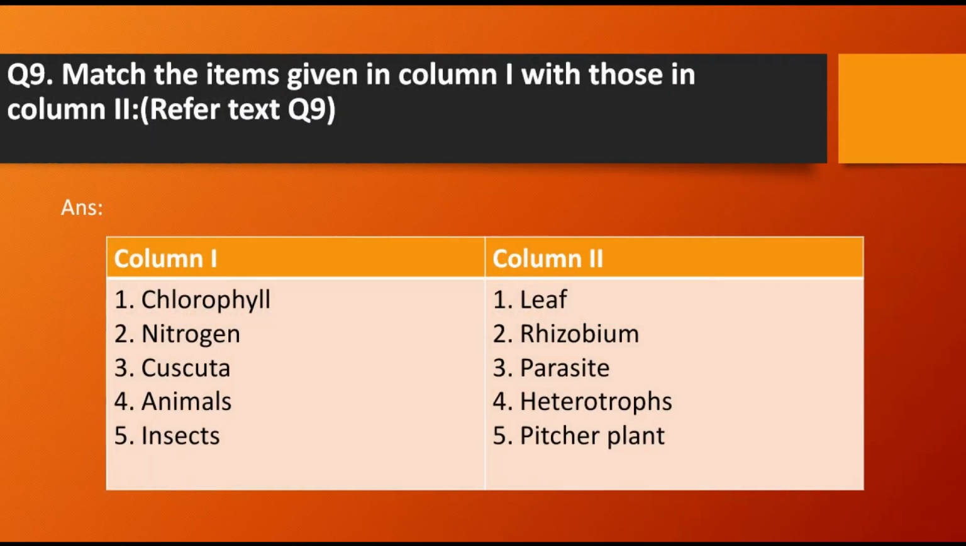Match the items given in column 1 with those in column 2. Chlorophyll, leaf. Nitrogen, rhizobium. Cuscuta, parasite. Animals, heterotrophs. Insects, pitcher plant.